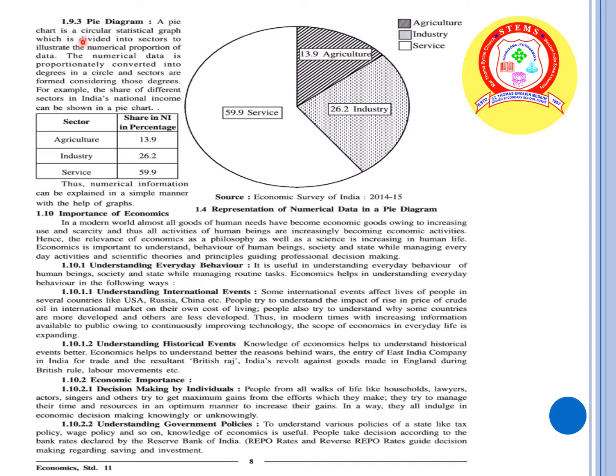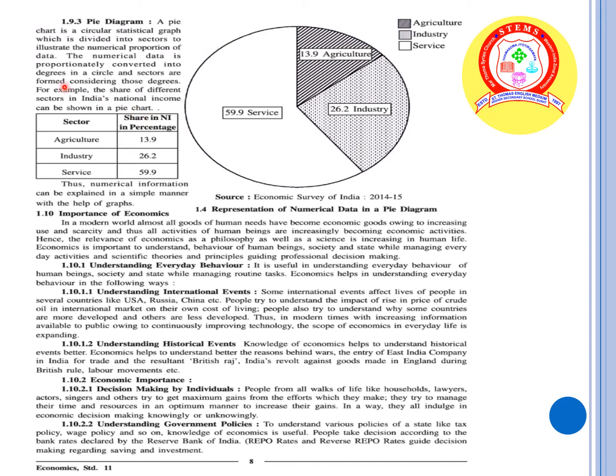Here we are going to start with the pie diagram. A pie chart is a circular statistical graph which is divided into sectors to illustrate the numerical proportion of data. The numerical data is proportionately converted into degrees in a circle and sectors are formed considering those degrees. For example, the share of different sectors in India's national income can be shown in a pie chart.